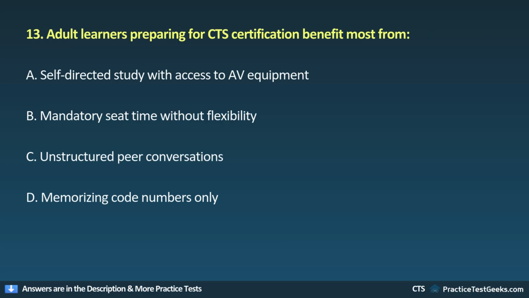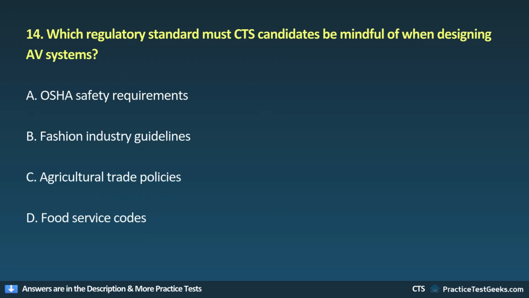13. Adult learners preparing for CTS certification benefit most from A. Self-directed study with access to AV equipment. B. Mandatory seat time without flexibility. C. Unstructured peer conversations. D. Memorizing code numbers only.